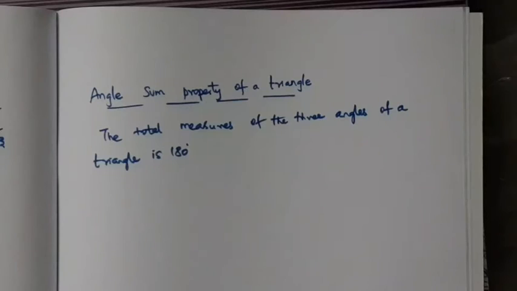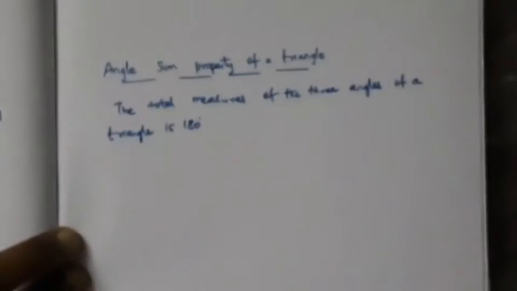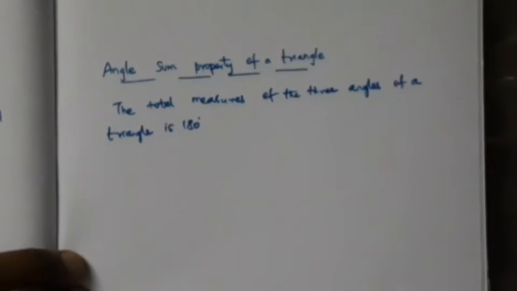Thank you. Good morning. This class we will study the angle sum property of a triangle and then we will solve exercise 6.3. The property is that the total measure of the three angles of a triangle is 180. We have to prove it.